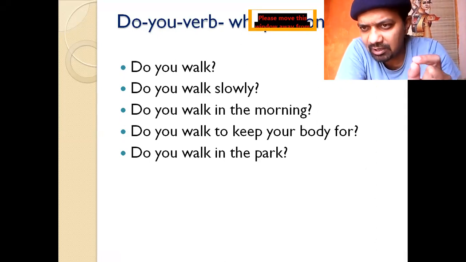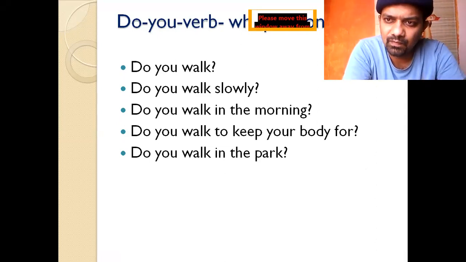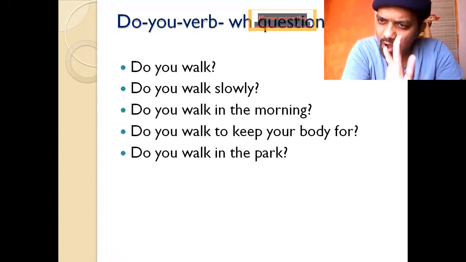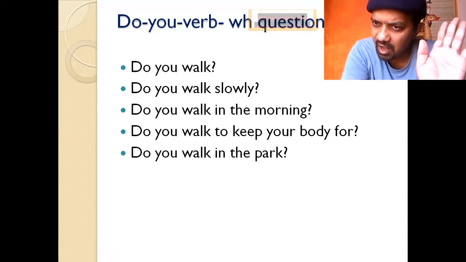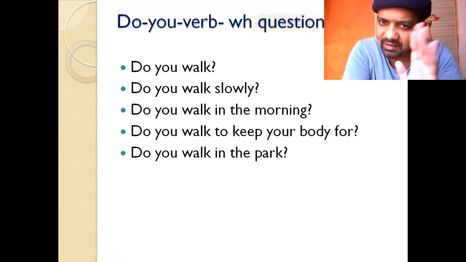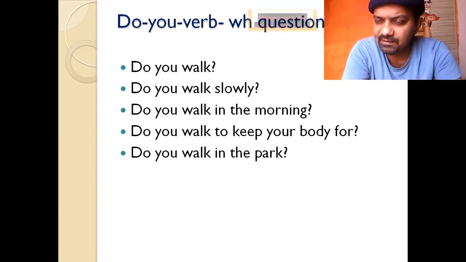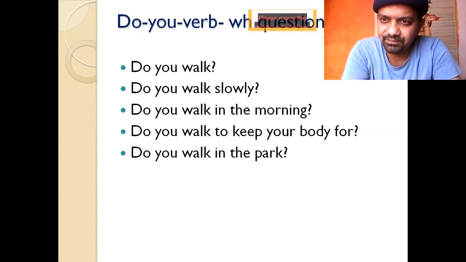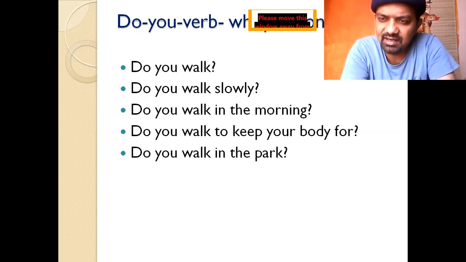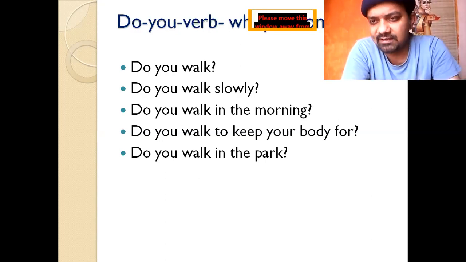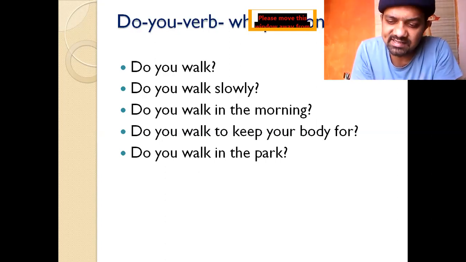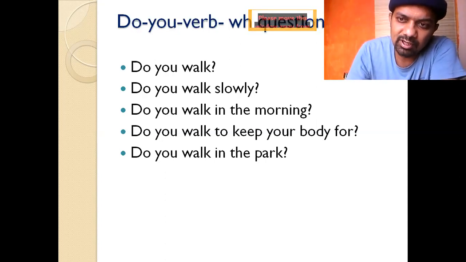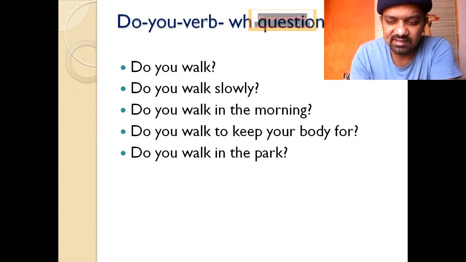You ask a question to the verb, a WH question. What do you do? You walk. Do you walk? Do you walk slowly? How? Do you walk in the morning? When? Do you walk to keep your body fit? Why? Then ask where. Walk where? Simply like this: do you walk in the park? So you can expand sentences by asking a WH question to the verb, so that you will be enabled to make sentences yourself.